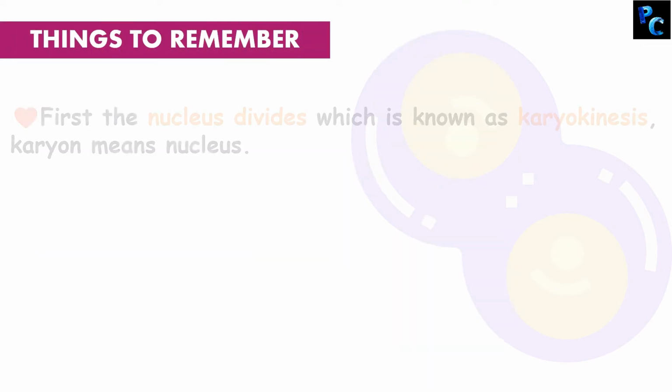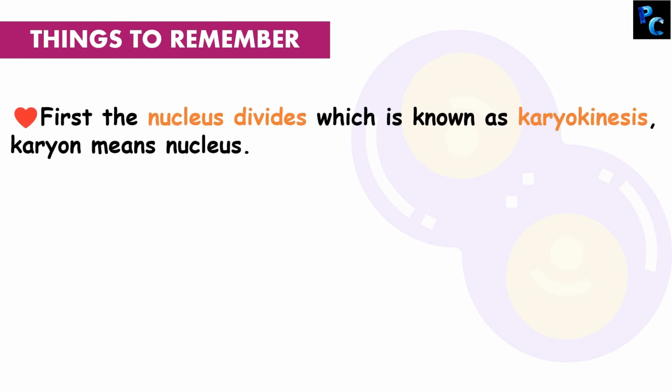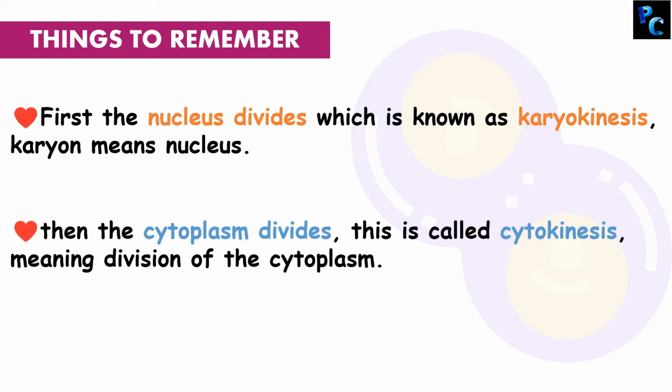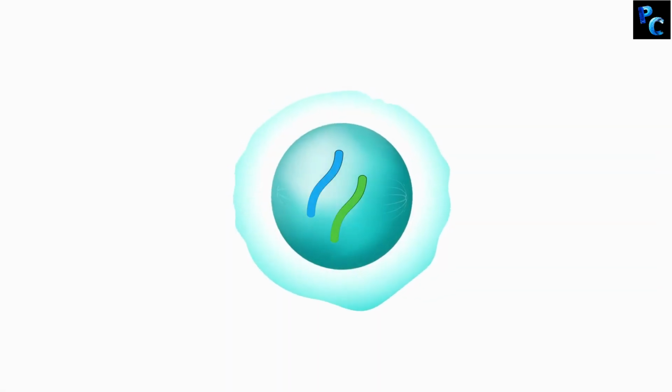Remember, in cell division, first the nucleus divides, which is called karyokinesis. You know karyon means nucleus, right? We have learnt about it in the prokaryotic and eukaryotic cell. And then a furrow will be formed and the cytoplasm divides, which is called cytokinesis, meaning division of the cytoplasm. This is how a cell division looks.